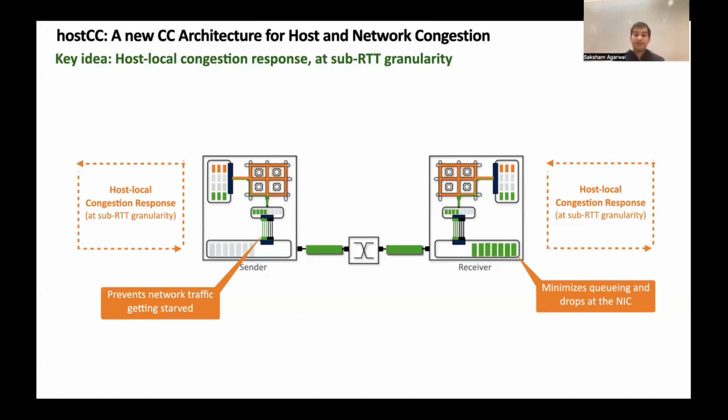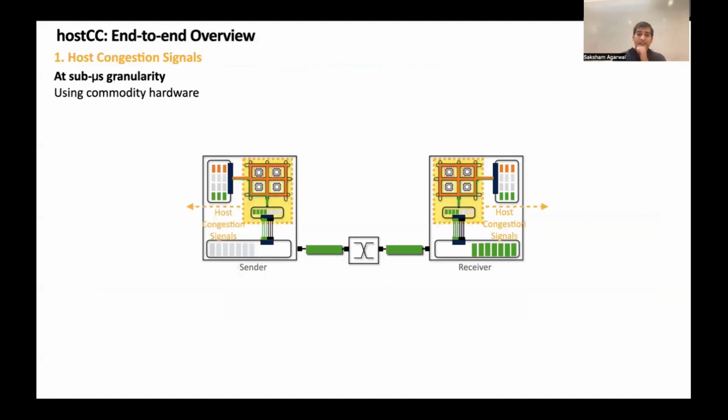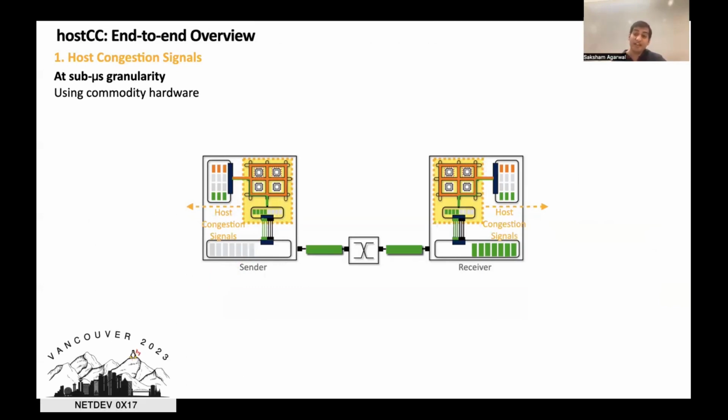Let me now provide some of the most interesting design details in hostcc architecture. First, in addition to congestion signals from within the network fabric, hostcc generates host congestion signals at the host interconnect at sub-microsecond timescales. These host congestion signals enable hostcc to precisely capture the time, location, and reason for host congestion.